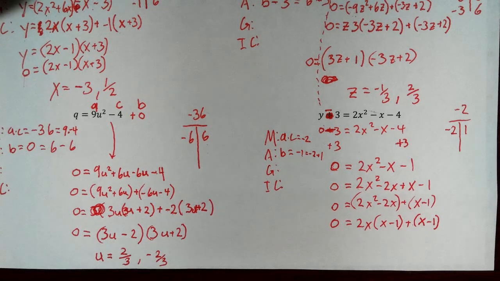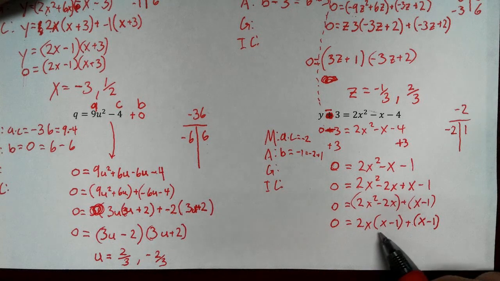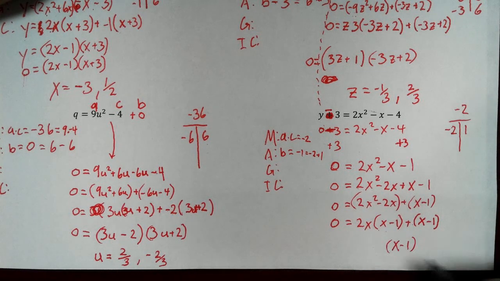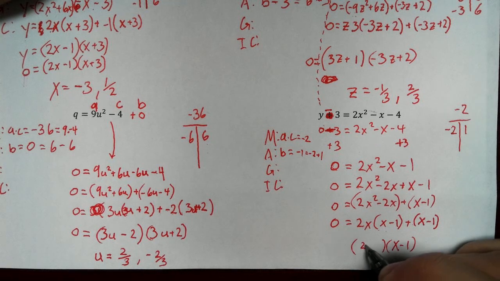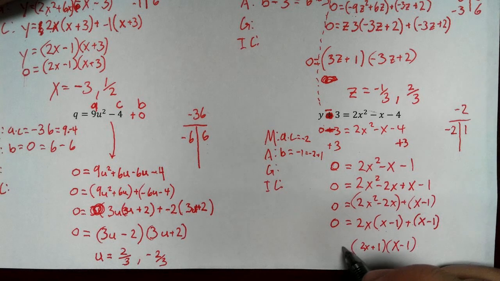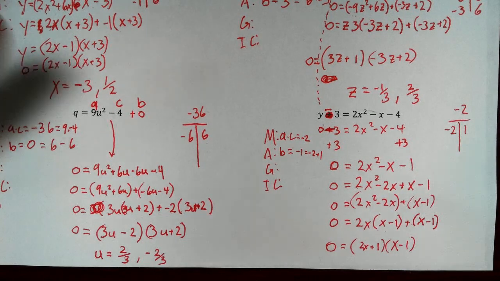And holy moly, they equal each other, so we can go ahead and factor out an x minus 1, leaving behind 2x plus 1, because we have a 1 in front of there. Boom. Made it home safe.